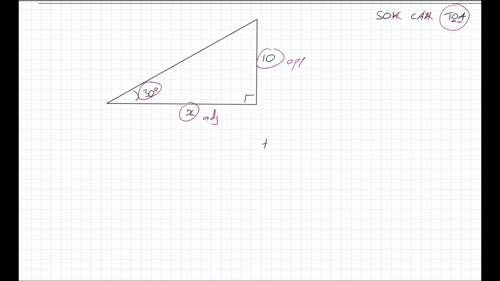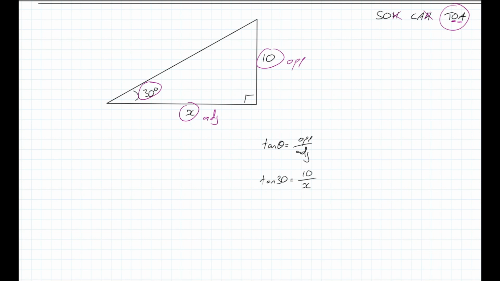We're going to say that tan of theta is equal to opposite over adjacent. And then we're going to fill it in with what we know. We know that the angle is 30 degrees. We know that the opposite side is 10. We don't know the adjacent side, but we do want to know, so we're going to put the x there.